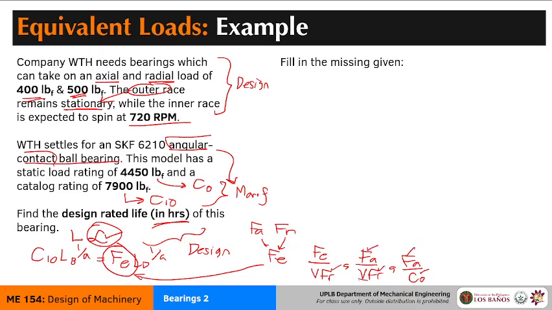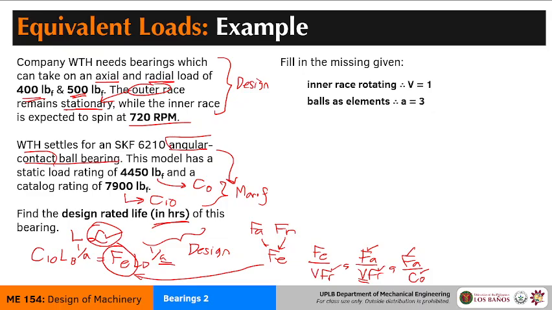What about V? So V here is in the description. The outer race remains stationary. That means the inner race is the one that's rotating. If the inner race is rotating, that means your V is equal to 1. What about A? Here we have an angular contact ball bearing. This is not a roller. So if it's a ball, then it's 3.